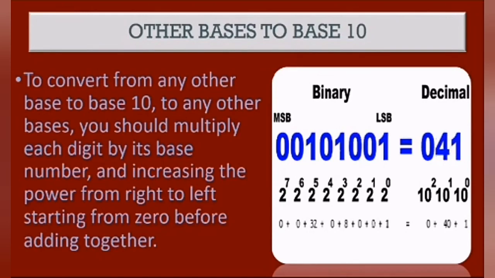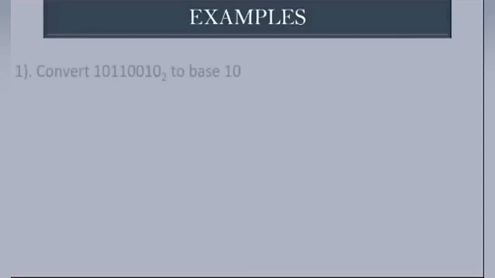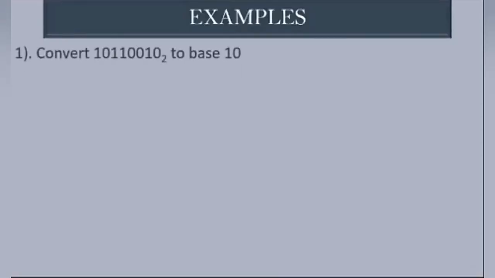After multiplying, you are going to be giving the base powers from right to the left. The first power will be 0 and you keep increasing it by 1 before adding together the result. We have some examples here that will help us understand this better.